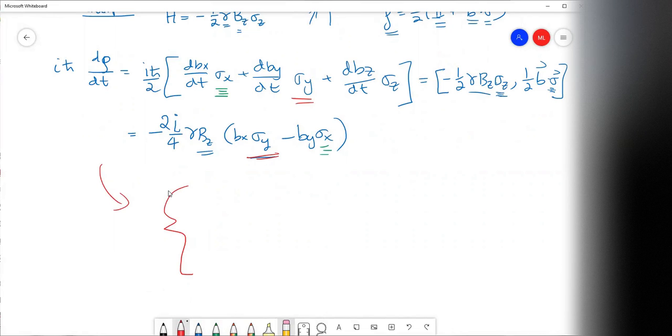So if you compare the coefficients, so this is a half here and a half here, what you'll end up getting is that dbx/dt, that's this part, has to be equal to whatever's multiplying sigma x over here. And that's going to be minus, or let's see, is it minus? No, I guess this is plus. Yeah, I'm gonna get these signs backwards, but it's okay. So this, and you divide by h bar, so it's bz gamma over h bar.